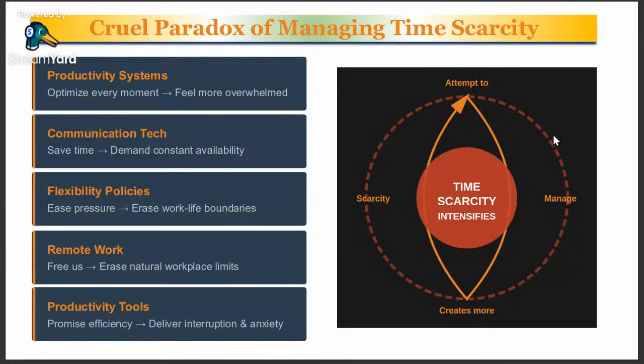So it's a paradox. How can I manage this time? That's the cruelty, I would say. The cruel paradox: how to manage time scarcity. Can I manage 72 hours down to 70? I read Elon Musk's statement. I read his book.